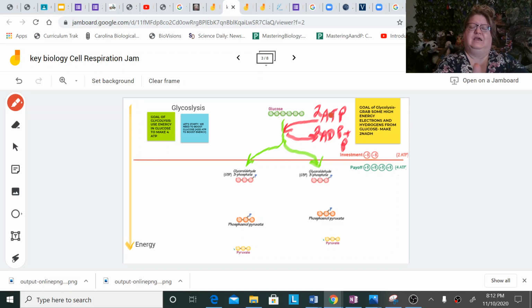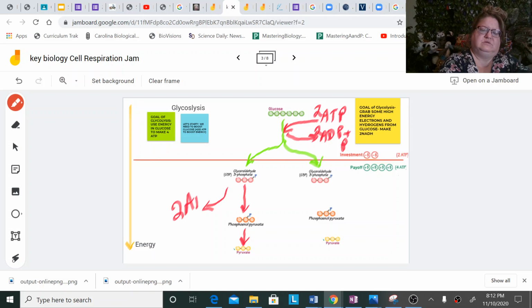And we're going to add energy to this glucose just to bump it up and get it started, just like pushing a boulder down the hill. So we're going to do that. We're going to start the process. We're going to split it up. And now this is going to happen on both sides here. In the process of getting our pyruvates, we can get 2 ATP out, 2 ATP out on both sides.